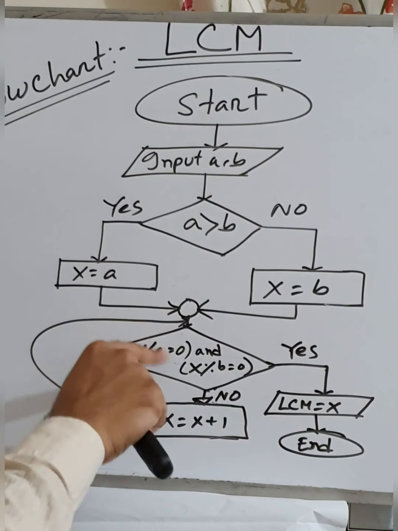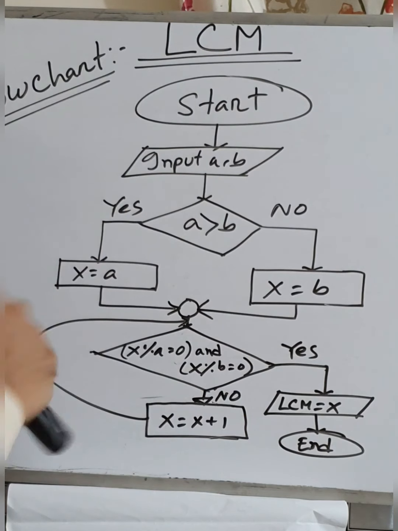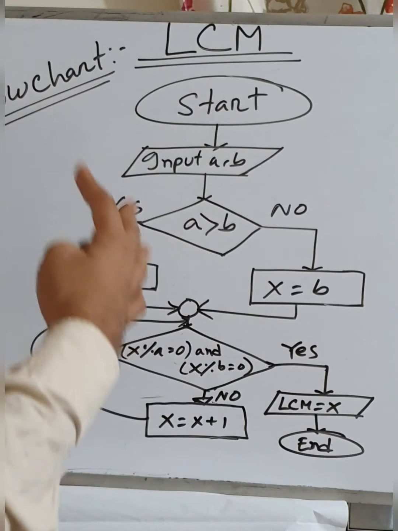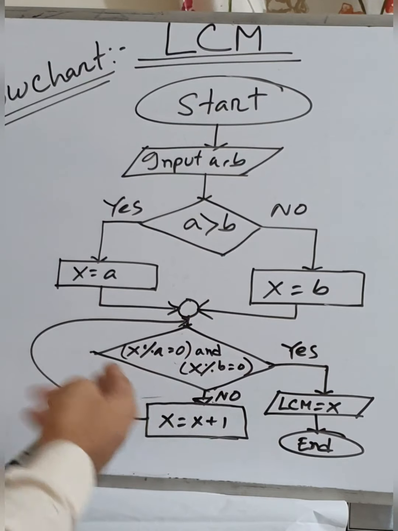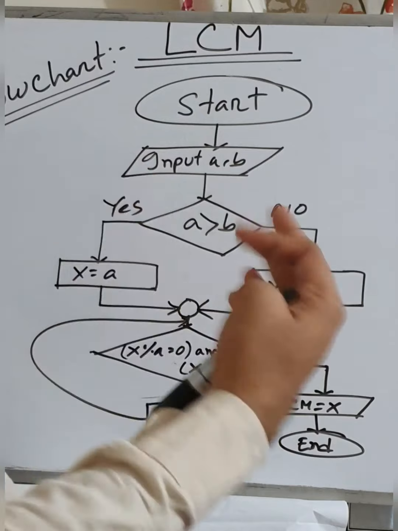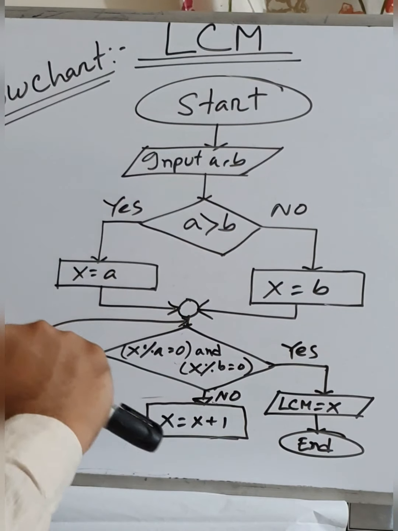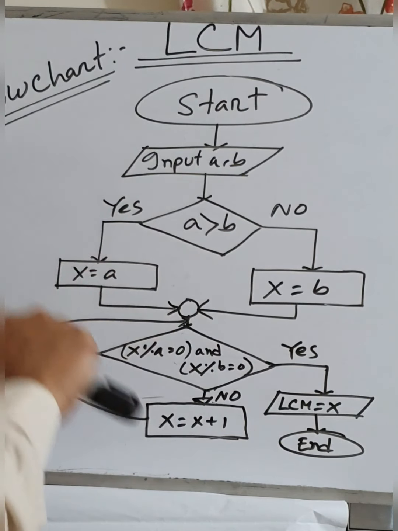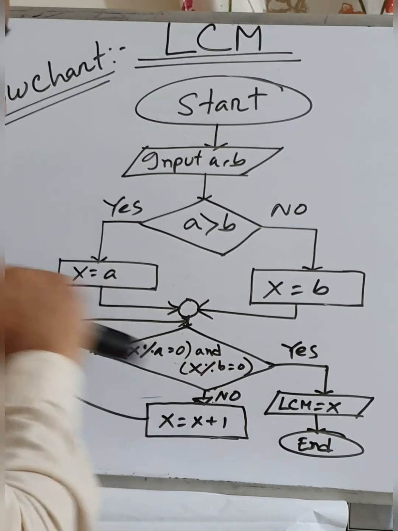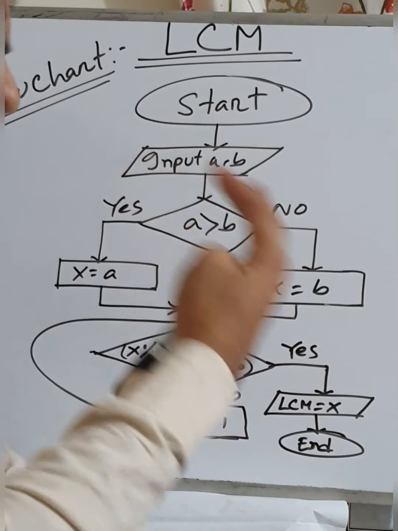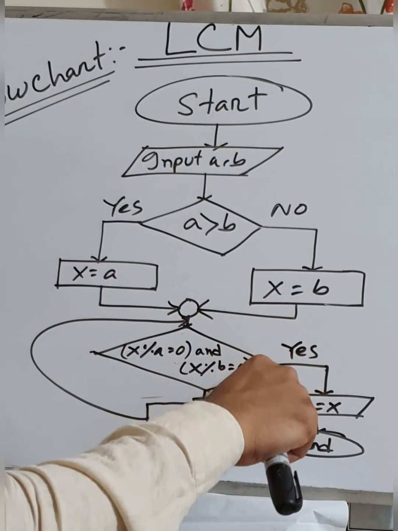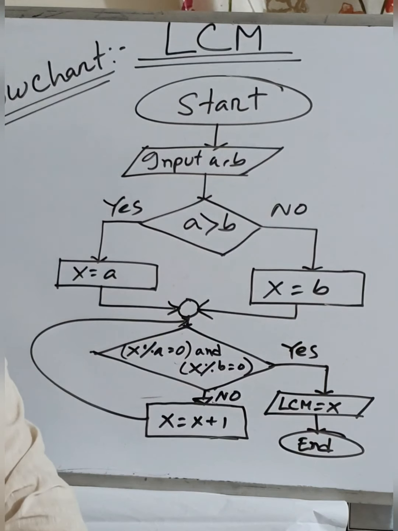After that I have to go for another process, a decision part: X mod A equals 0. Then I have to mod this X with A. X, the largest number among A and B, will be divided by A, and X will be divided by B, and the remainder should be equal to 0. If it is yes, then we will find our LCM.